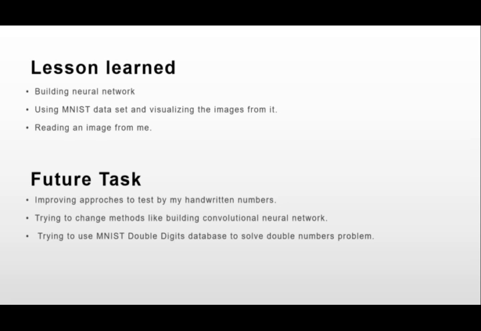As for future tasks, if I continue this project, I still need to increase the accuracy rate since the test with my own images is not that satisfying. Also, I will try to train this dataset using a convolutional neural network and see if the accuracy rate is higher or not. And I will try to use the MNIST double digits dataset, which has double numbers on an image, to solve the double numbers problem.